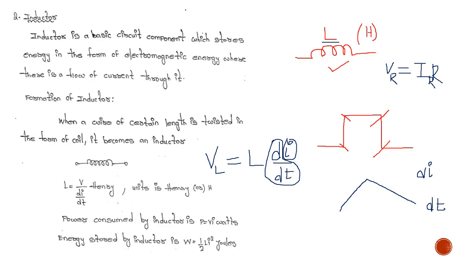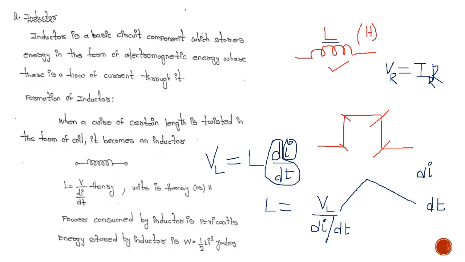So this is also from Ohm's law. From this equation we can write the inductor value L is equal to the voltage across the inductor divided by di by dt, the rate of change of the current passing through the inductor. So this is how we can write the inductor value.